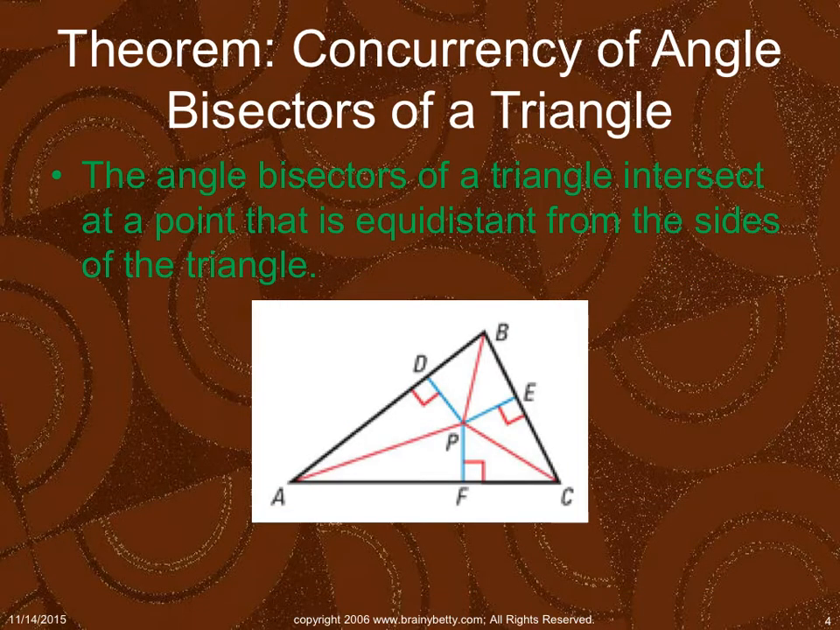Okay, we talked about this word concurrency. Remember, concurrency is like three or more lines meeting up at the same spot. The concurrency of the angle bisectors. Yesterday we had the concurrency of the perpendicular bisectors. Today the angle bisectors are going to meet up at a point. The angle bisectors of a triangle intersect at a point that is equidistant from the sides of the triangle.